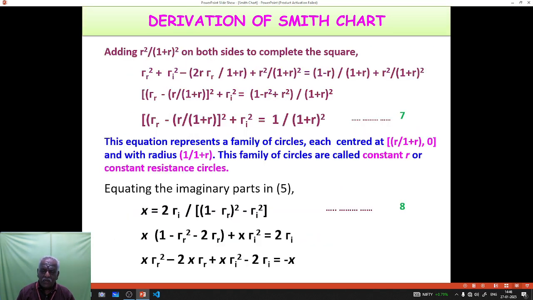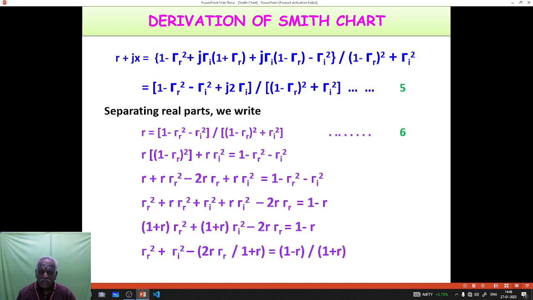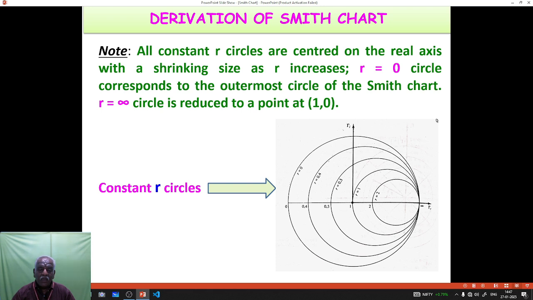If you substitute the value r is equal to 0 here, you will get the radius 1 by 1, that is equal to 1, and the center r by 1 plus r, which is 0 by something, that is 0. The r is equal to infinity circle is reduced to the point 1 comma 0. So this is the r is equal to 0 circle, and the r is equal to infinity circle is reduced to this point.